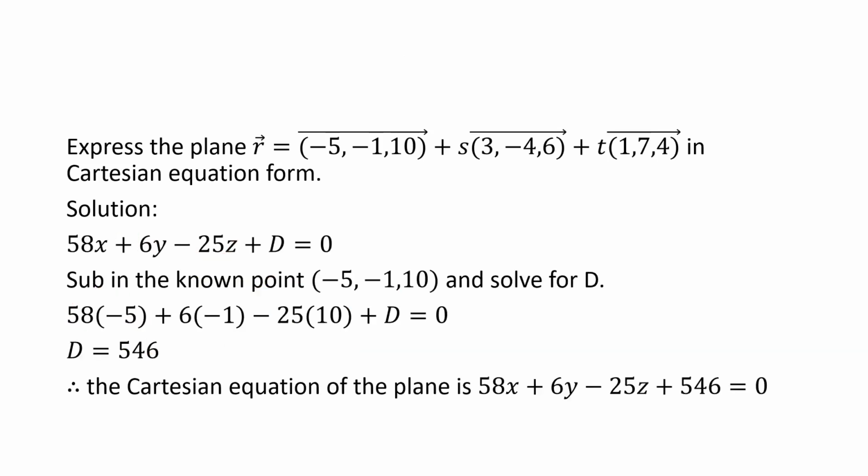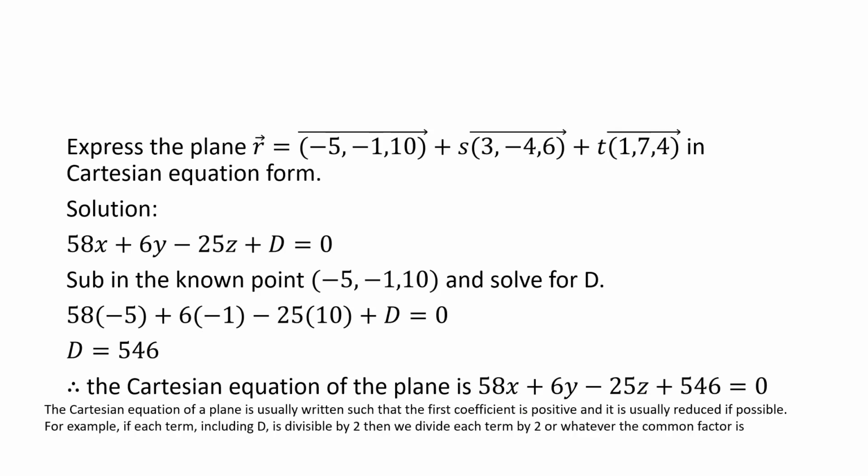And when we do that, we get d equals 546. And the Cartesian equation of the plane will therefore be 58x plus 6y minus 25z plus 546 equals 0. Every point on that plane, the x, y, and z, will meet that condition.